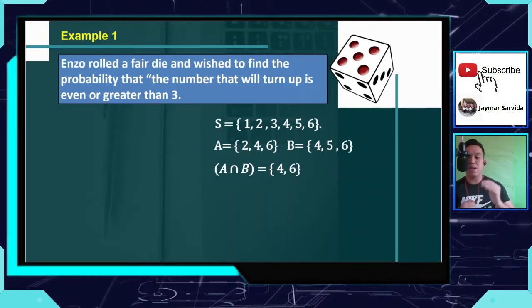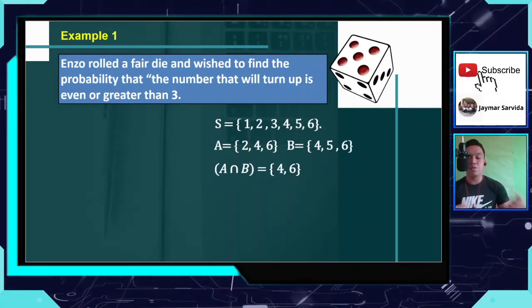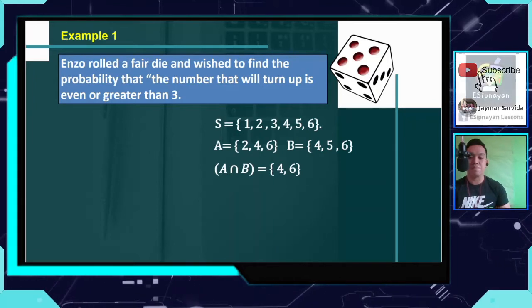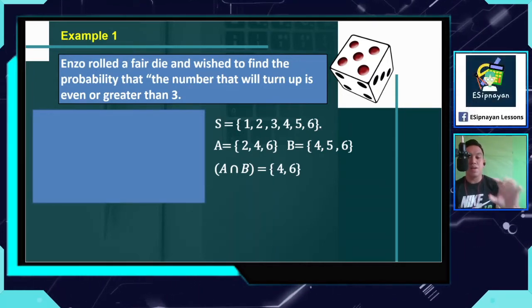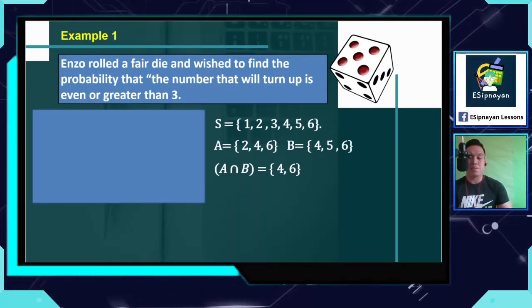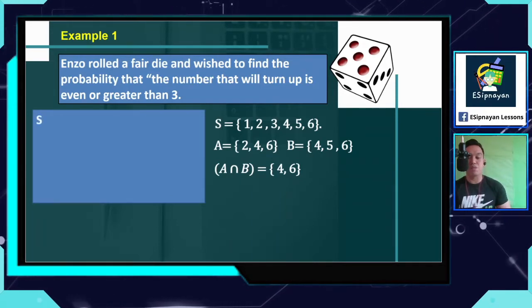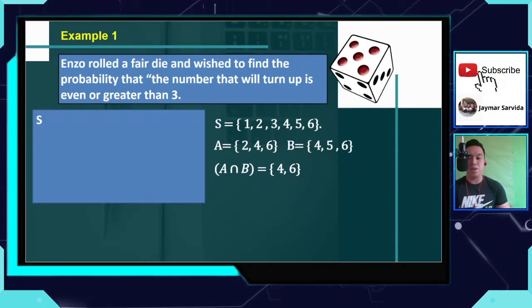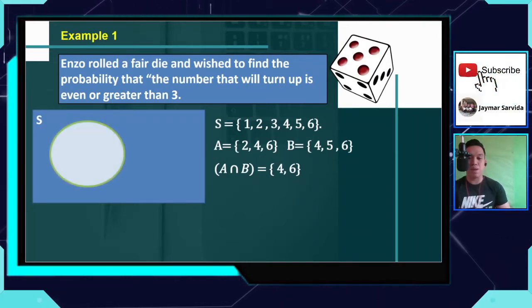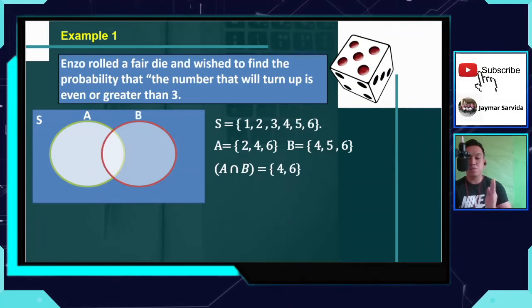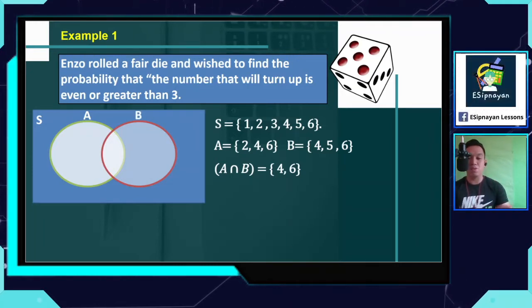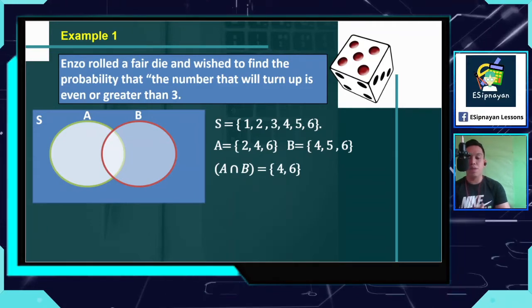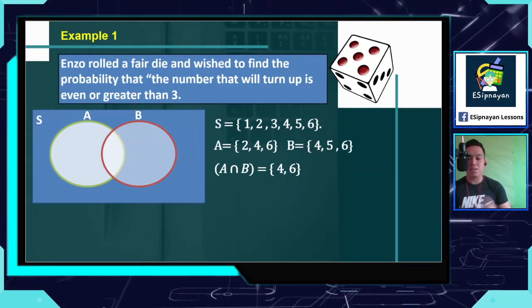Okay, so let's illustrate the given using the Venn diagram. Okay, so the rectangle here is representing the sample space. And we will draw two circles right here for our two events. So we have event A and event B. So as you can see, the two circles partially overlap because we have an intersection. Okay, we have common elements. So that is 4 and 6.